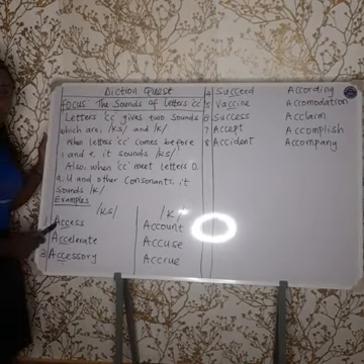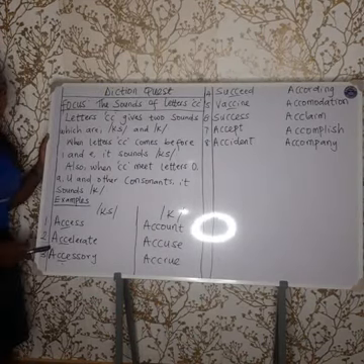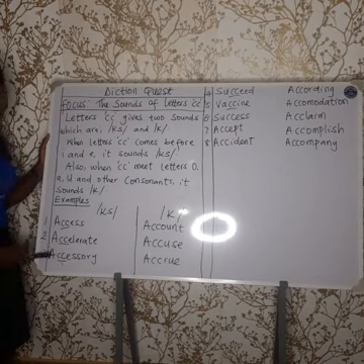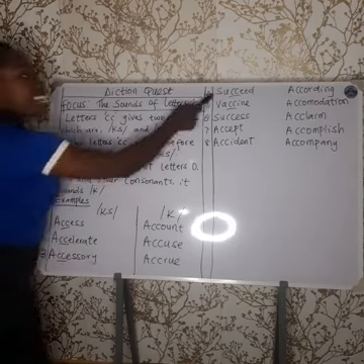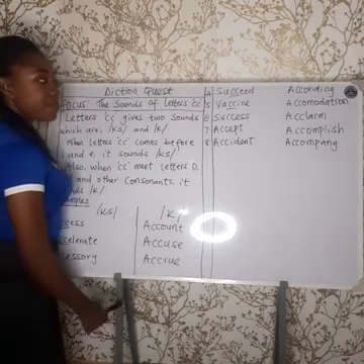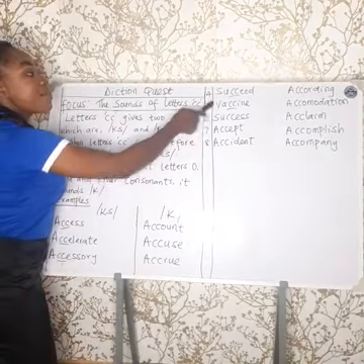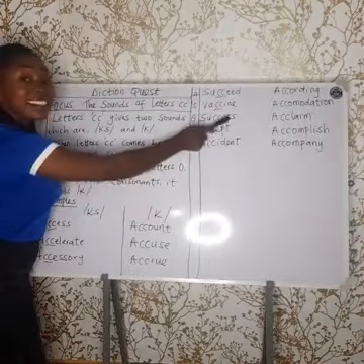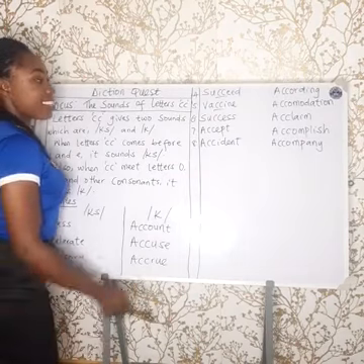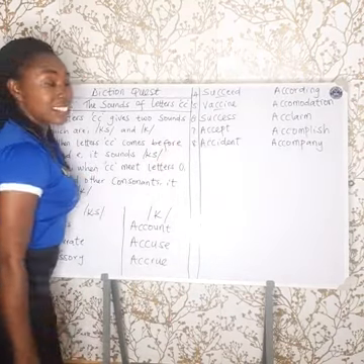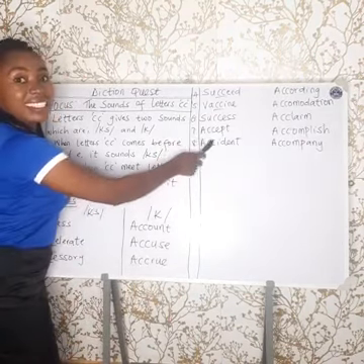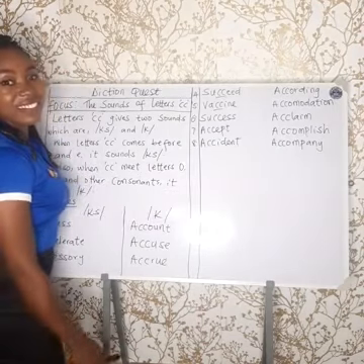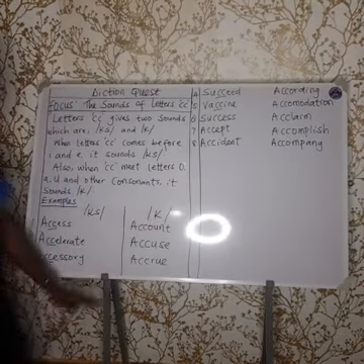Now let's go over them again. This is what? Axis. Accelerate. Accessory. Succeed. Vaccine. Success. Accept. Accident. Very good. Now let's take the words under the sound K.